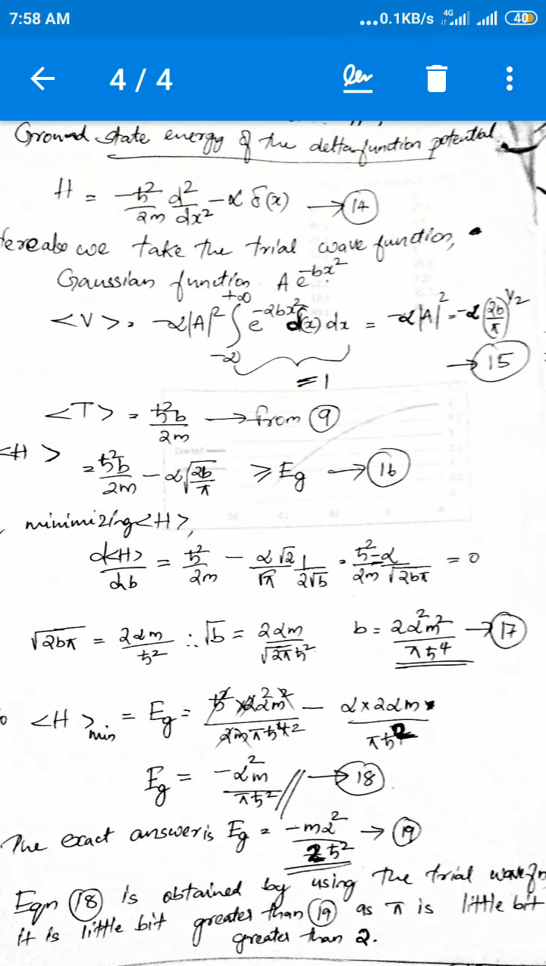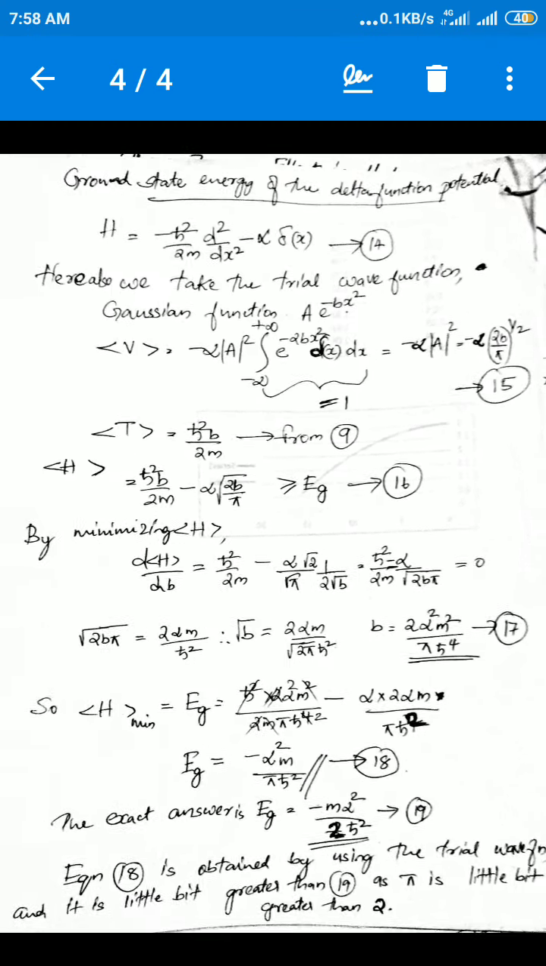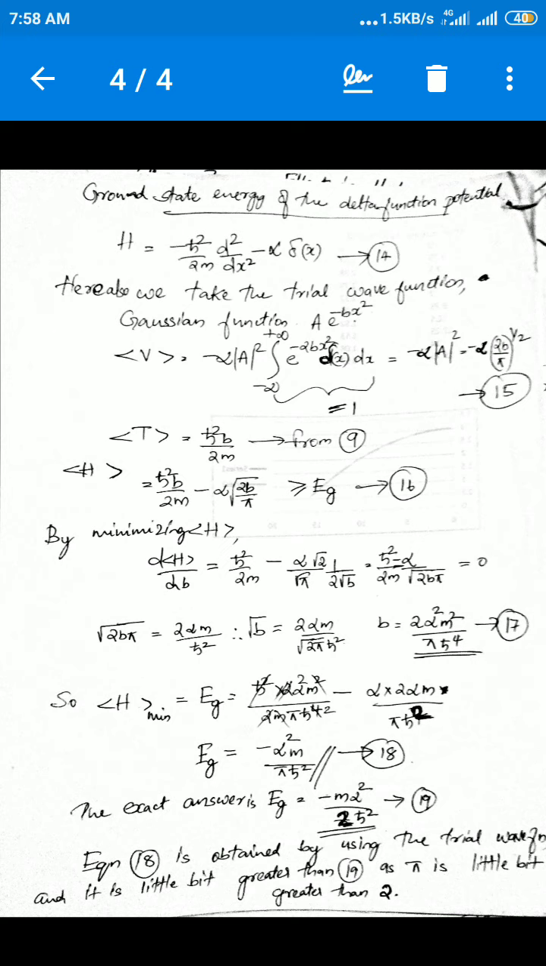So if you equate it to 0, you will get root of b as 2 alpha m by root of 2 pi h cut square, and b as 2 alpha square m square divided by pi h cut raised to 4, which is equation number 17. So we have found b for getting the value of Eg, the lowest energy eigenvalue. So H minimum will be obtained by substituting b in equation number 16. Substitute 17 in equation number 16, and you will get Eg.